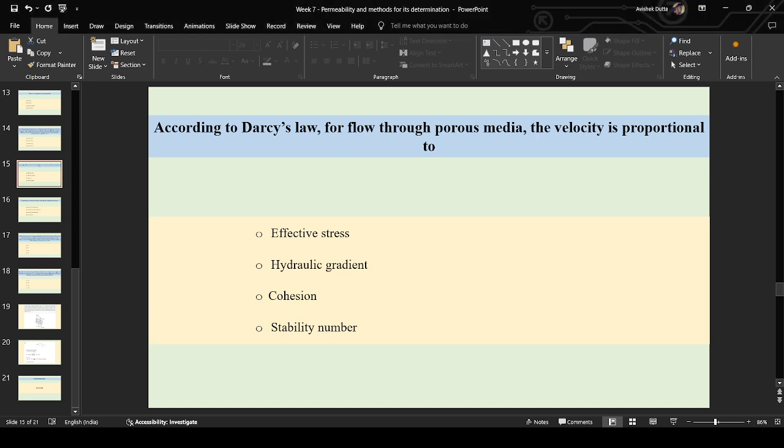According to Darcy's law for flow through porous media, the velocity is proportional to. Your options are effective stress, hydraulic gradient, cohesion, or stability number.